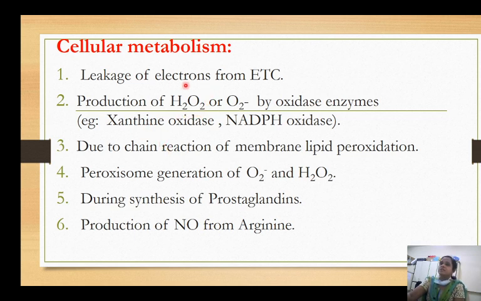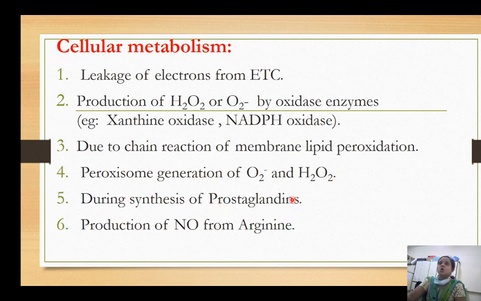In that reaction, there is formation of H2O2. In macrophages, where NADPH oxidase is present, superoxide will be formed. Next, the chain reaction due to membrane lipid peroxidation. When one membrane lipid undergoes peroxidation, it forms a chain reaction and continuously all the lipids will undergo peroxidation. Next, in the peroxisomes, oxides and hydrogen peroxides are synthesized.